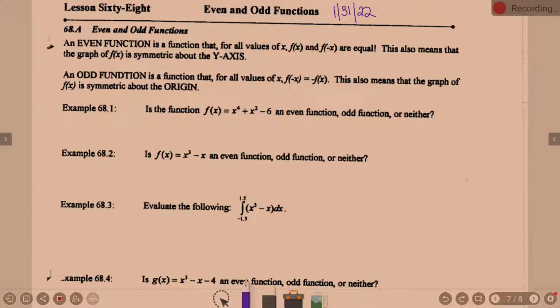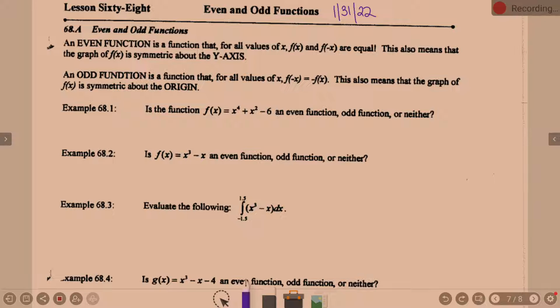Lesson 68, even and odd functions. Definitely should sound familiar. We definitely talk about them in pre-cal. Did we talk about them in Algebra 2 maybe also? I don't remember. It's been a few. It's not occurring to me, but definitely a pre-cal topic. So we're going to talk about even and odd, how to know the difference, and how this information can help us.